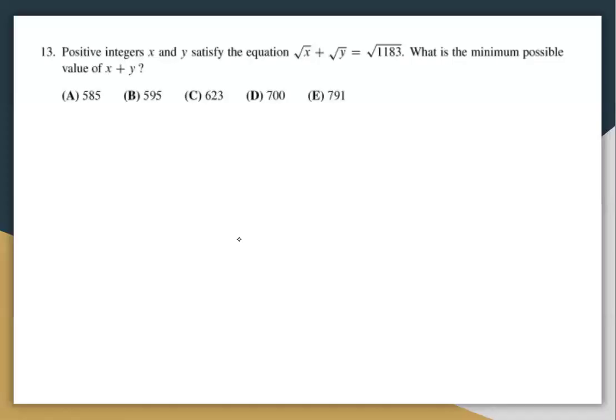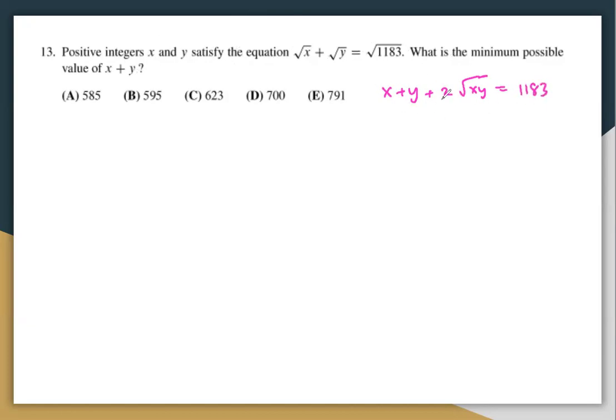Okay, so this is number 13. We'd like to minimize x plus y. The first thing is, we have the square roots, which is not really helpful, so let's square both sides. That should give us x plus y plus 2 times the square root of xy, by the square of a binomial. And that will be 1183.